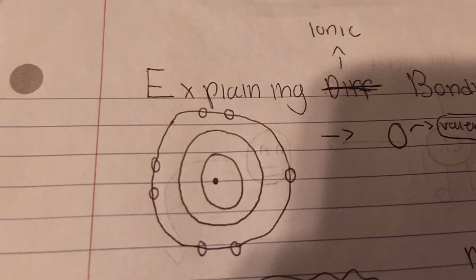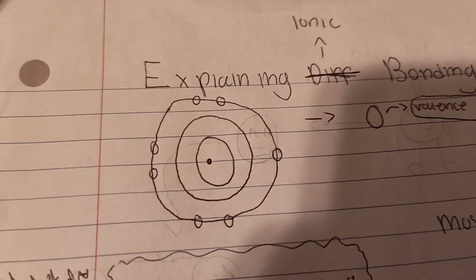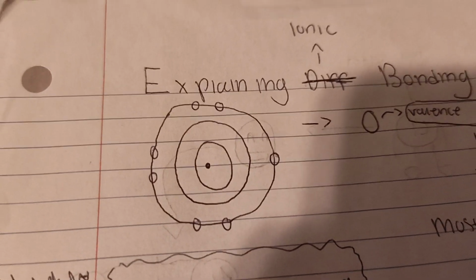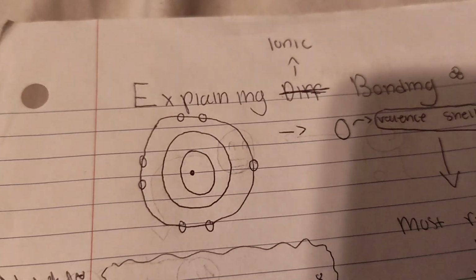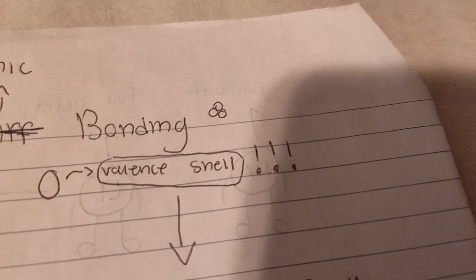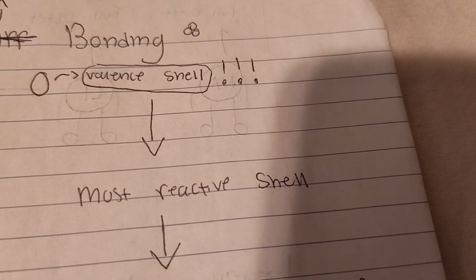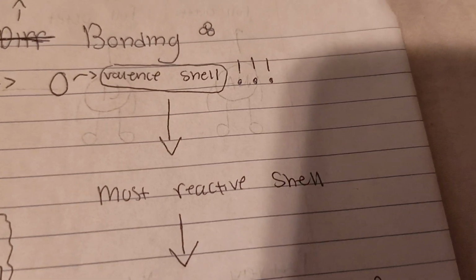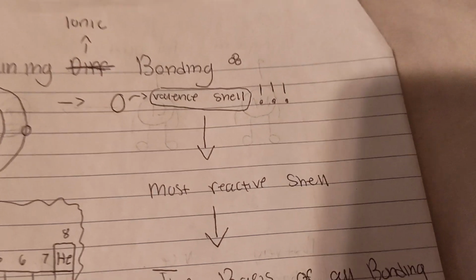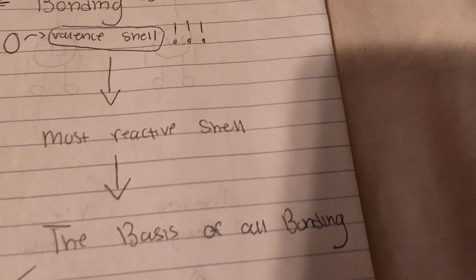So remember this guy? Technically this is chlorine, but I just kind of randomly made it up. What's important here are the electrons on the last shell. Remember, this is what we call the valence shell. The valence shell is the most reactive shell because it contains the most energy, and the inner shells are less reactive because they don't have as much energy as the valence shell. So this makes valence electrons really, really important. This is like the basis of all bonding, I think.